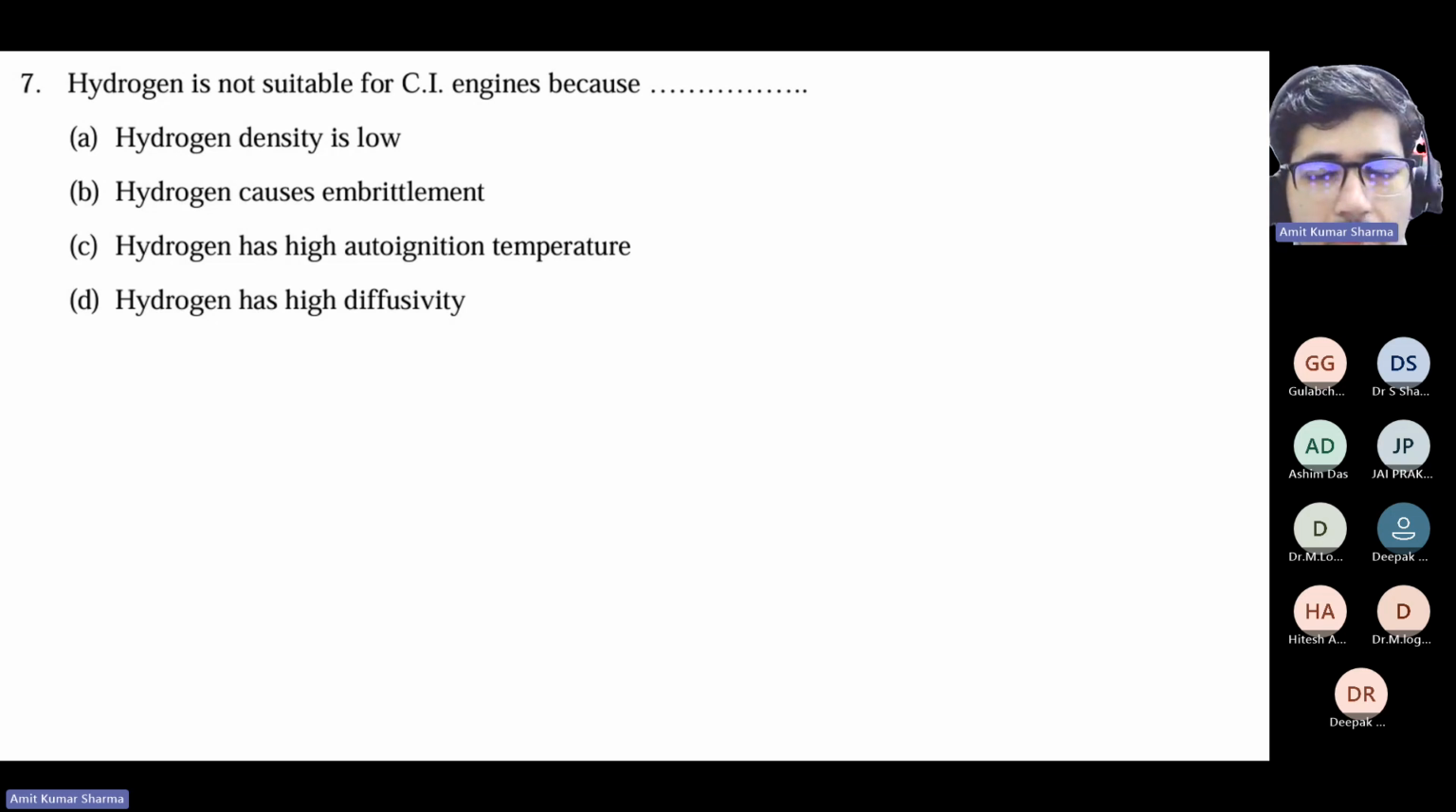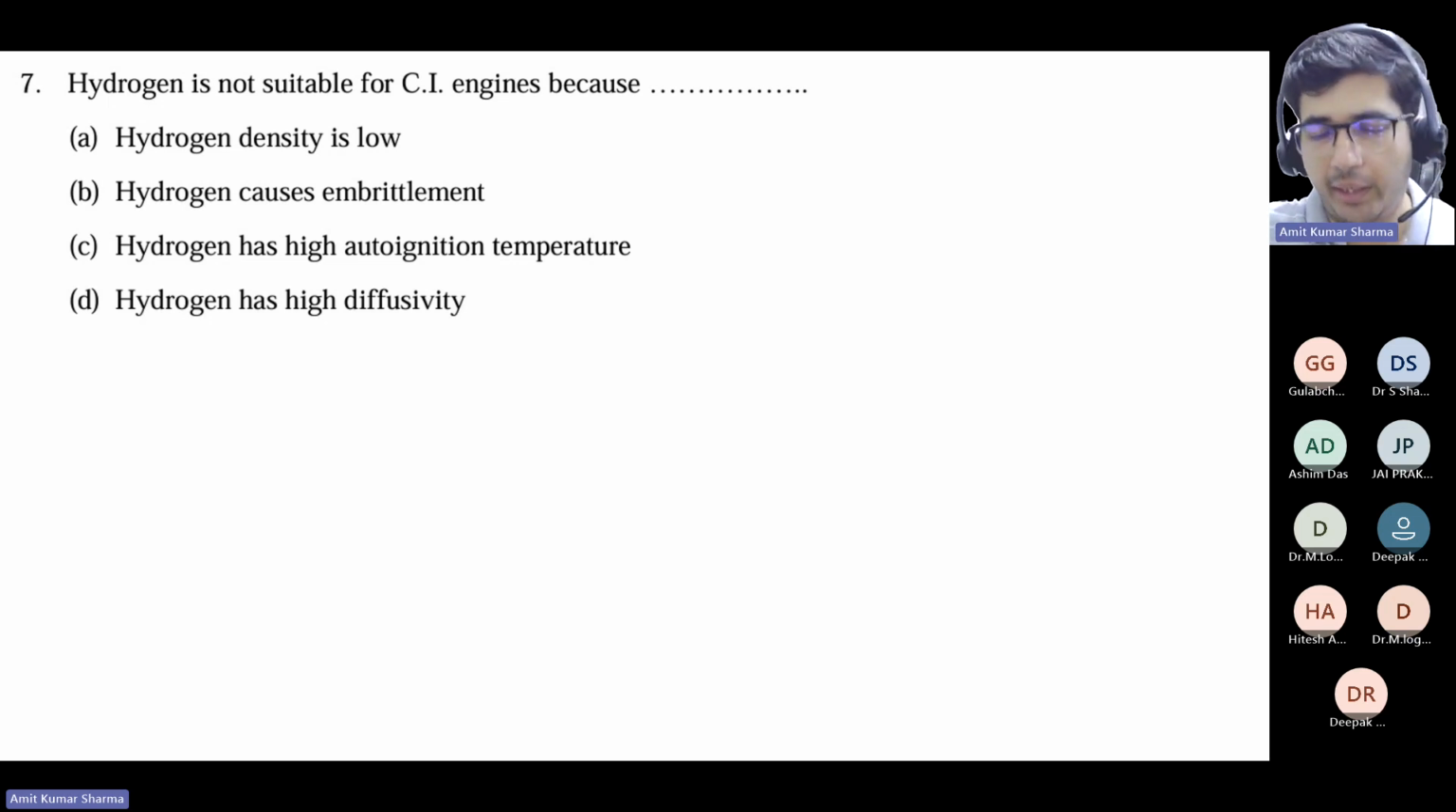And in the CI engine, we are only giving air in the inlet, in the first stroke. Then the air will be compressed. Then we have an injector, through which we introduce the diesel. So this is a major difference. Now, anybody just tell me what is the general compression ratio we use in the CI and SI engine?